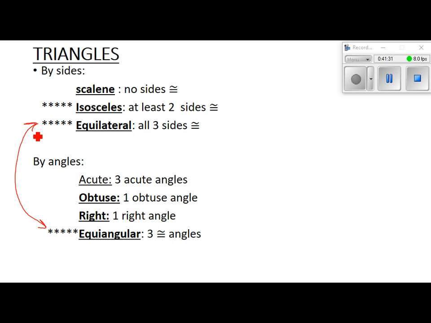An acute triangle has 3 acute angles. Obtuse triangle has 1 obtuse angle. Right triangle has 1 right angle. One other thing I might say about an equilateral triangle, what do you know about every angle? All angles are 60 degrees. Same thing for equiangular.